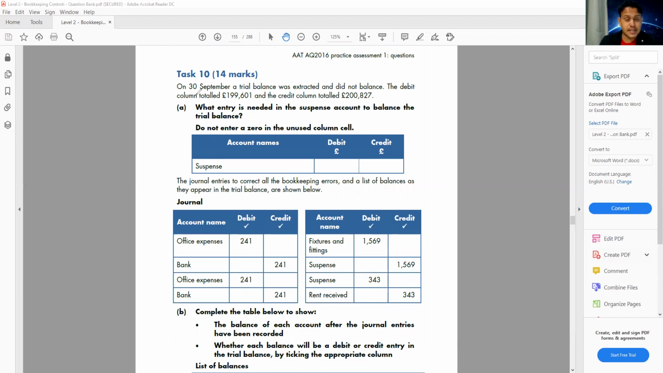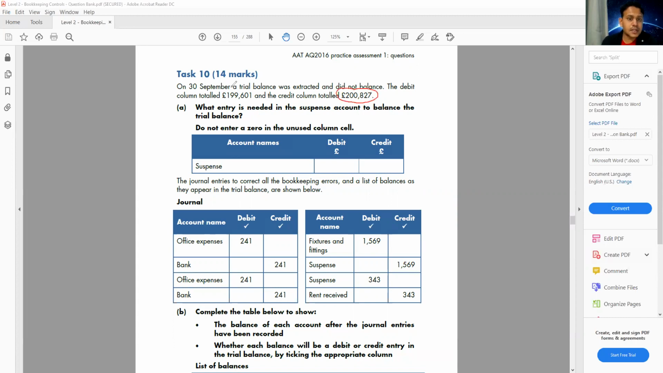And this question will be in the exam definitely. On 30th September, a trial balance was extracted and did not balance. The debit column said 199601 and the credit column said 20827. What entry is needed in the suspense account to balance the trial balance? So obviously they're asking how much is the suspense account, or is it debit or credit?